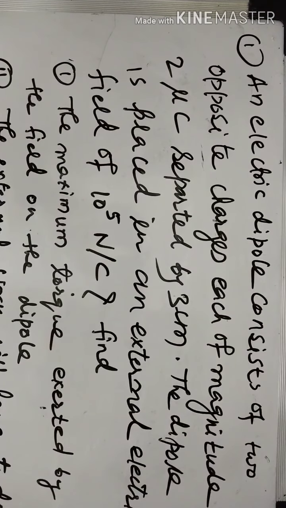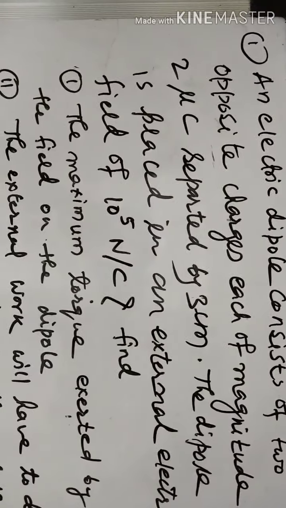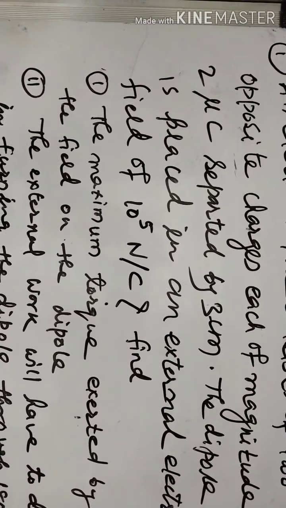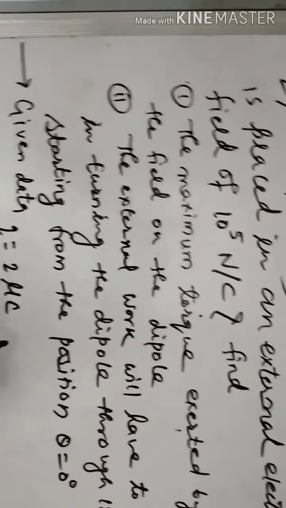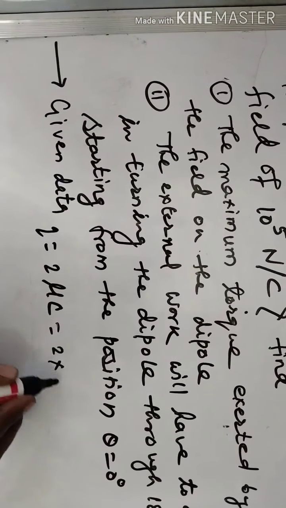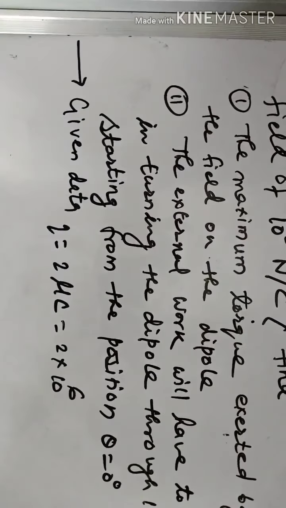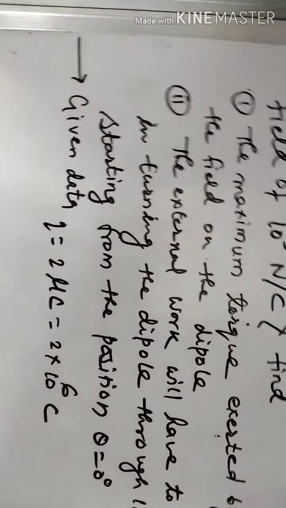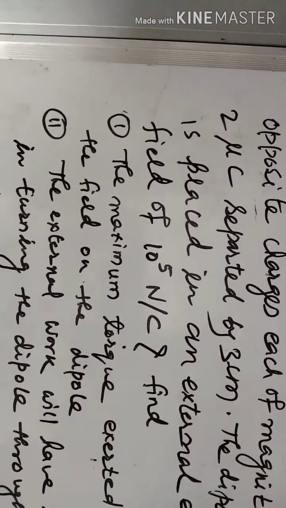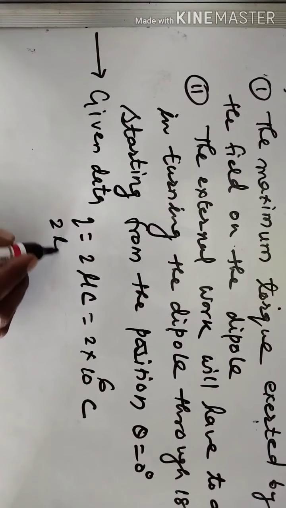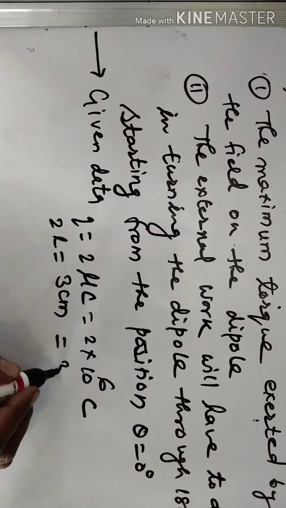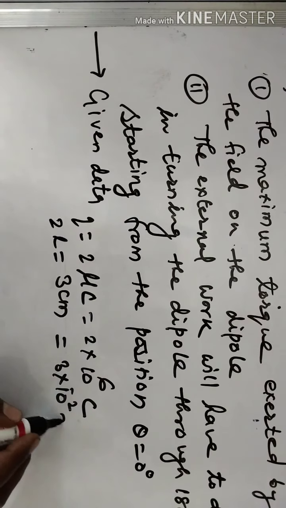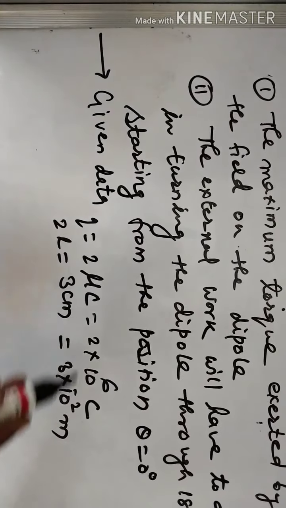This one is based on electric dipole. The magnitude of the two charges is given as 2 microcoulomb. So that is 2 into 10 to the power minus 6 coulomb. Micro means 10 to the power minus 6 coulomb. It is separated by 3 centimeter. So 2L is 3 centimeter, which is 3 into 10 to the power minus 2 meter. CGS unit converted into SI unit.